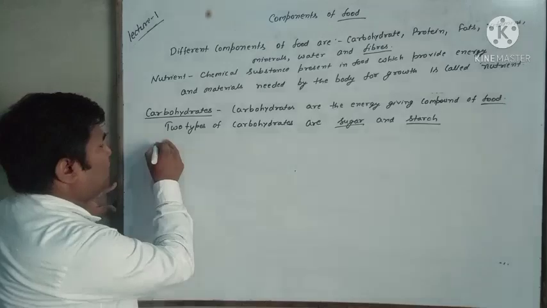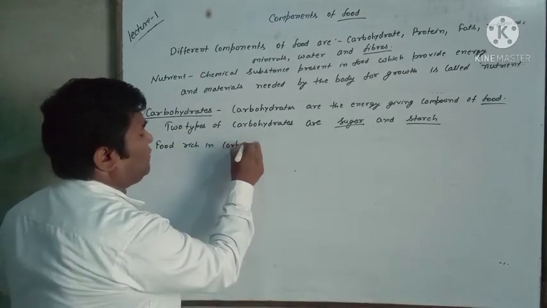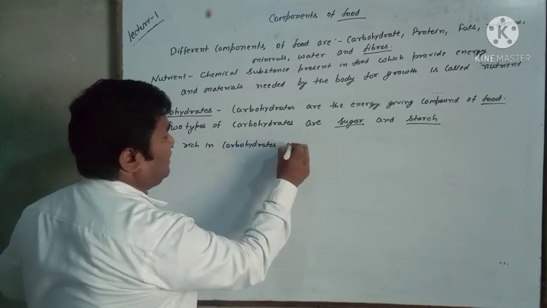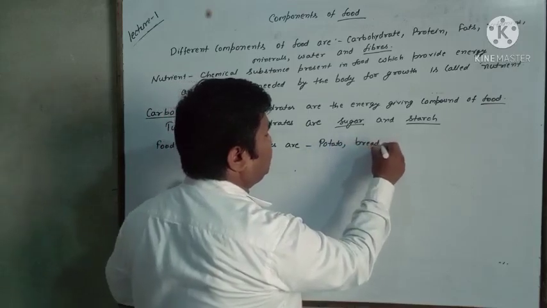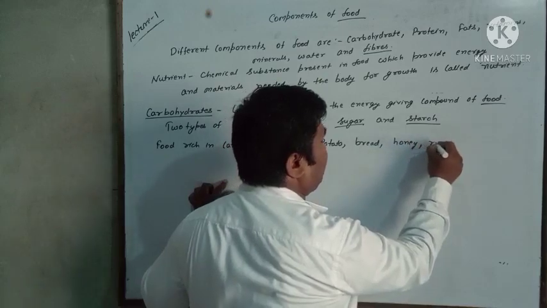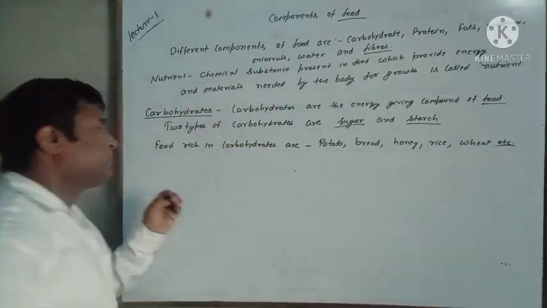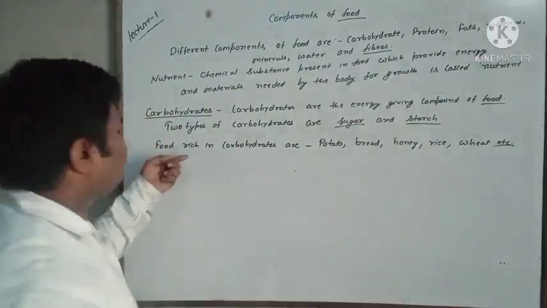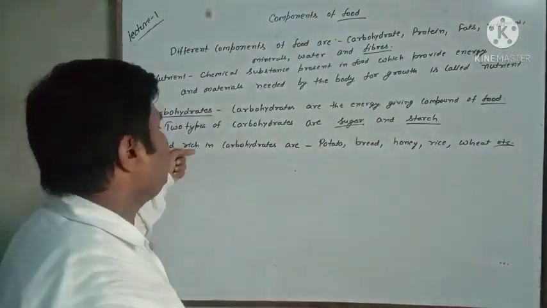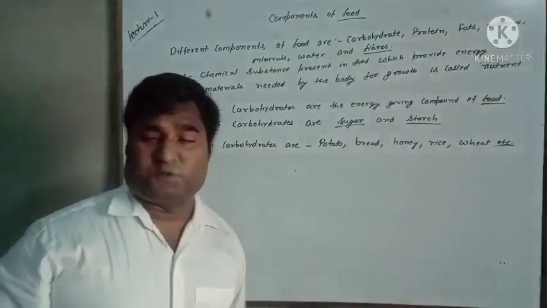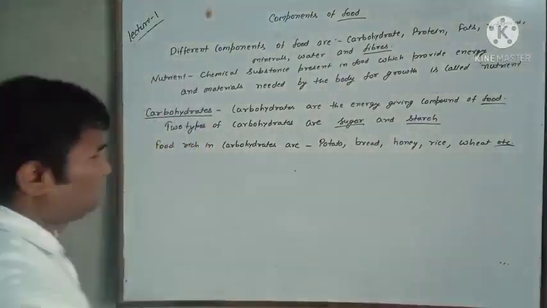Next, foods rich in carbohydrates are potato, bread, honey, rice, wheat, etc. These are examples of food which is rich in carbohydrate. Rich means the food that contains a large or sufficient amount of carbohydrate is called rich in carbohydrate. These potato, bread, even the sugar that we have in our house, that also is rich in carbohydrate.